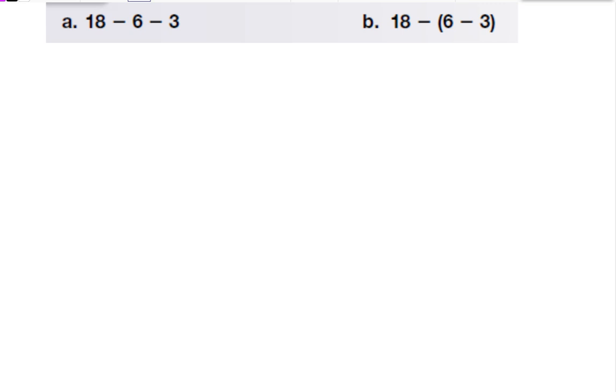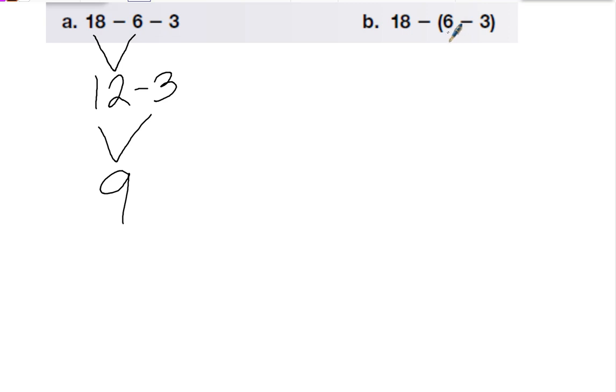So in this first problem, I don't have any parentheses. So I'm just going to subtract the numbers left to right. So I start off by doing 18 minus 6. So 18 minus 6 is 12, and then I still have this minus 3. 12 minus 3 equals 9.